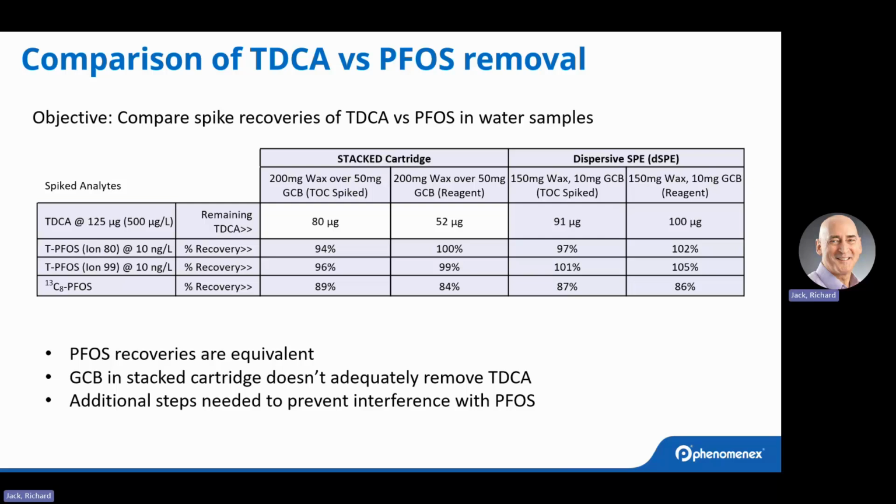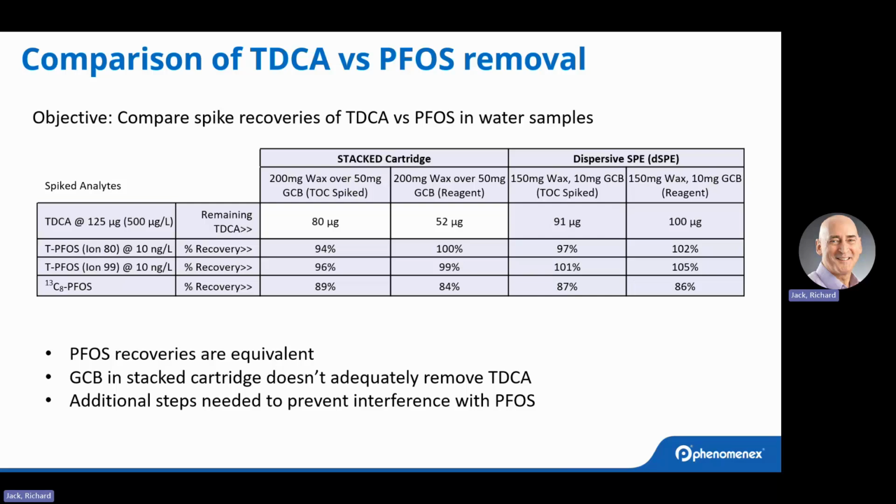And if we look at the white section of the table under the stack cartridge, we get some removal. We spiked 125 micrograms into these samples, and we get about 80 back in the TOC, and about 52 final in the reagent water. So some of it's removed. But if you look at the dispersive step, that didn't remove any TDCA at all.